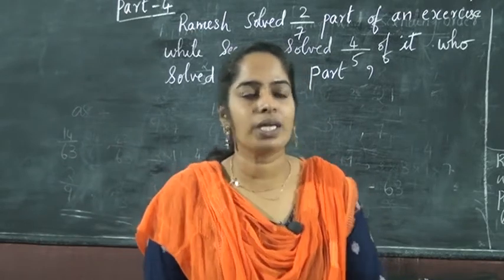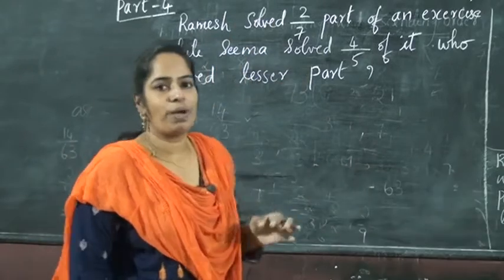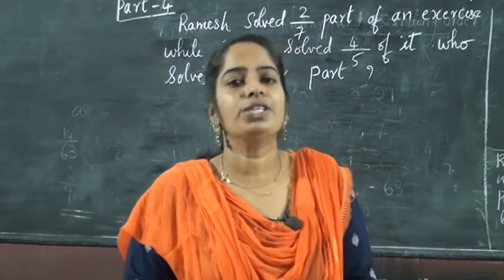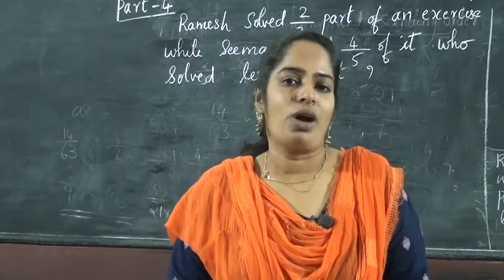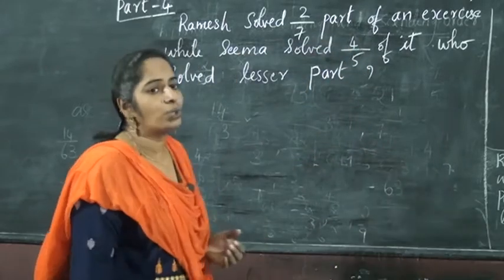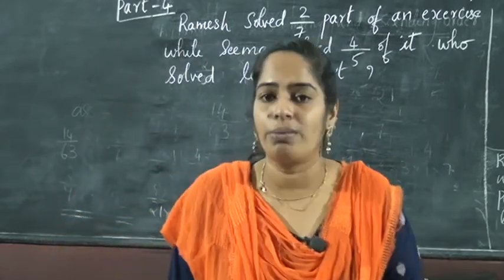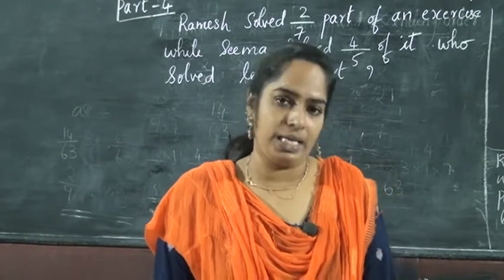So here, can we compare? Just look, this is 2/7 and next is 4/5. How can we compare? Because the denominators are different. So first of all we must make the denominator the same. We all studied last class how to make the denominator the same. How to make the denominator the same? We want to find out the LCM first.